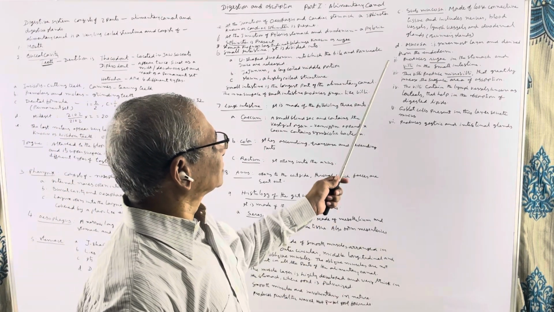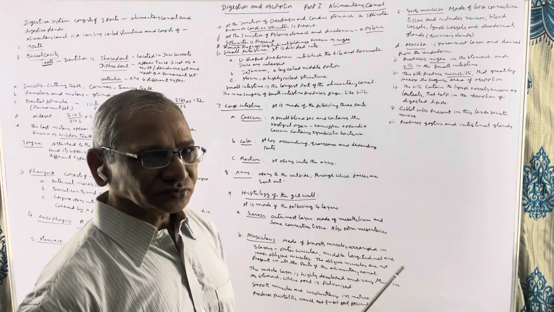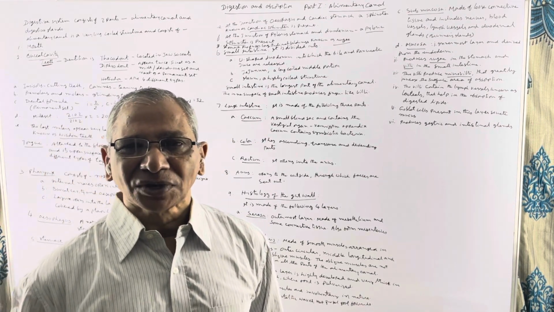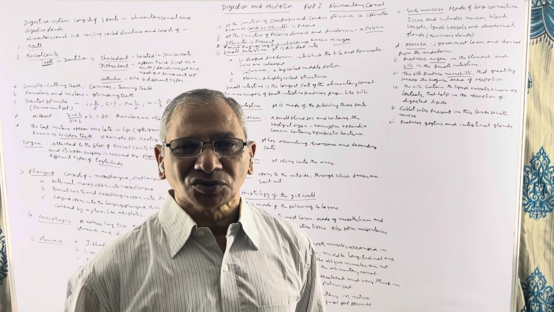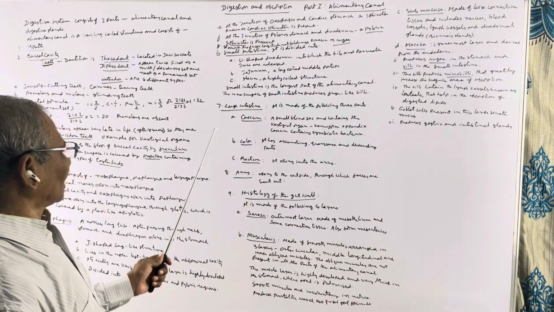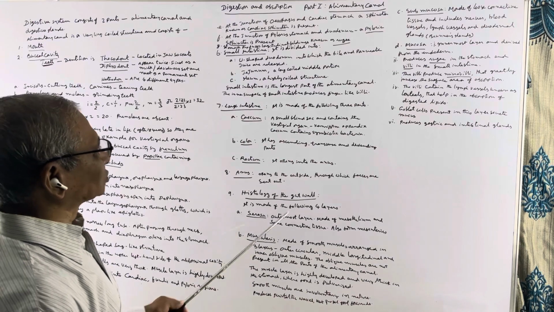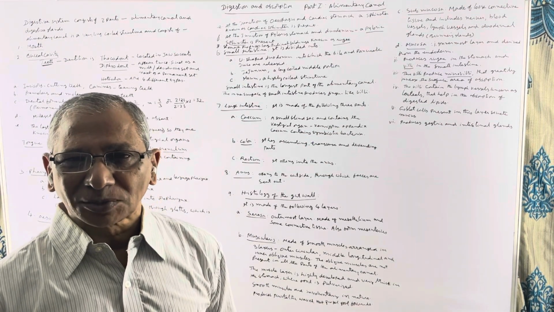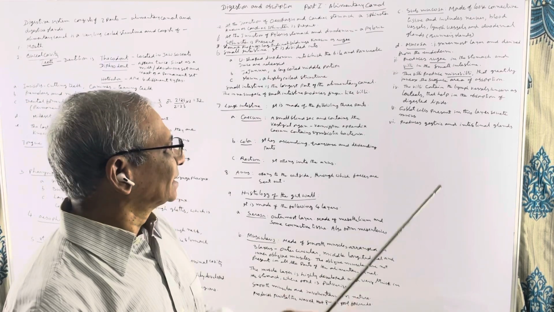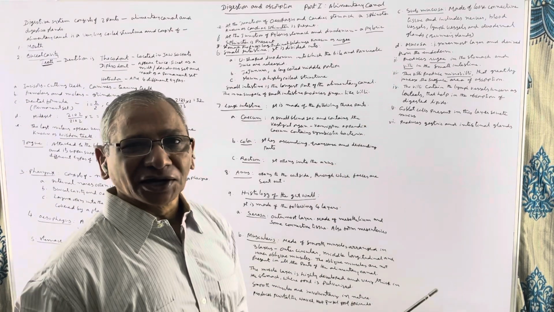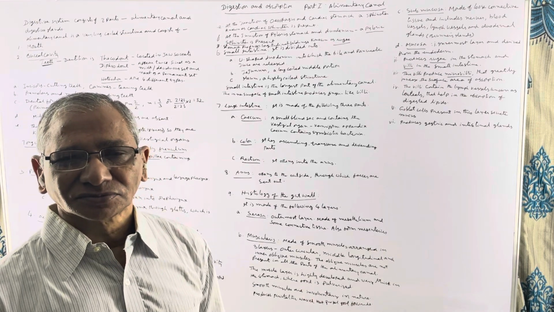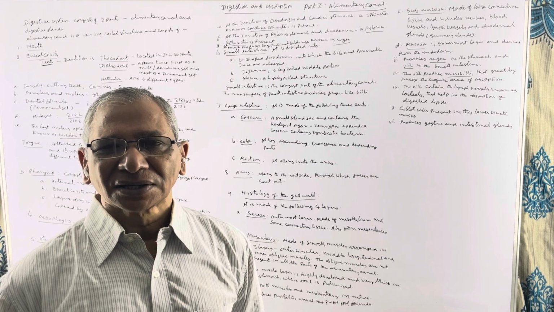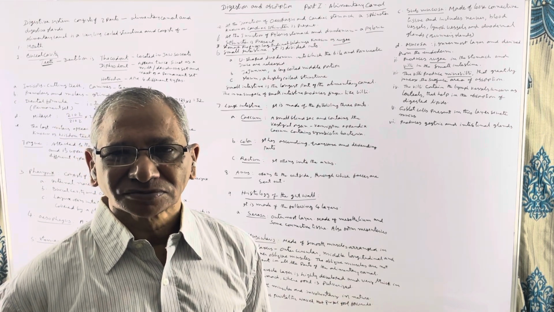The innermost layer is the mucosa. It is made of a single layer of cells derived from endoderm. Here you have to remember that the serosa, muscularis, and submucosa, all three are mesodermal structures, whereas the mucosa is endodermal in nature. It produces digestive glands in the stomach and also in the intestine.